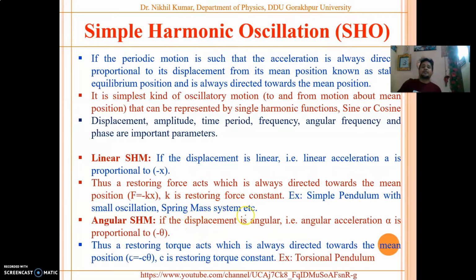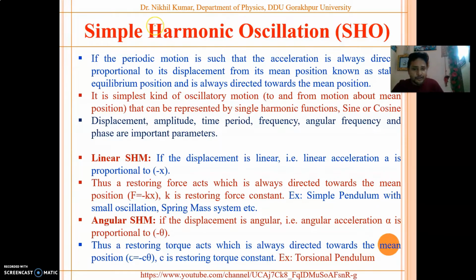So if the displacement is angular, that is angular acceleration alpha is proportional to theta, and the minus sign here indicates the fact that a restoring torque acts, which is always directed towards the mean position. Thus tau is minus c theta, where c is restoring torque constant. The example is torsional pendulum.